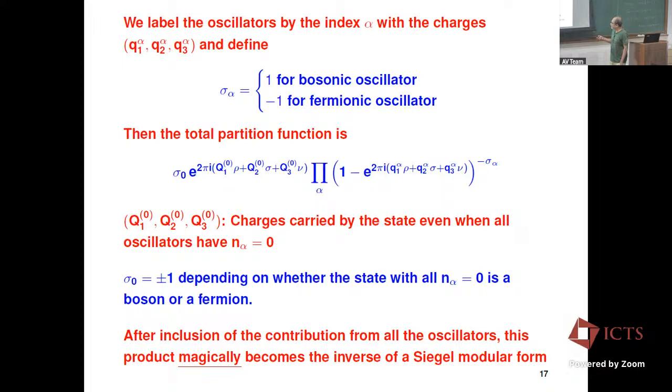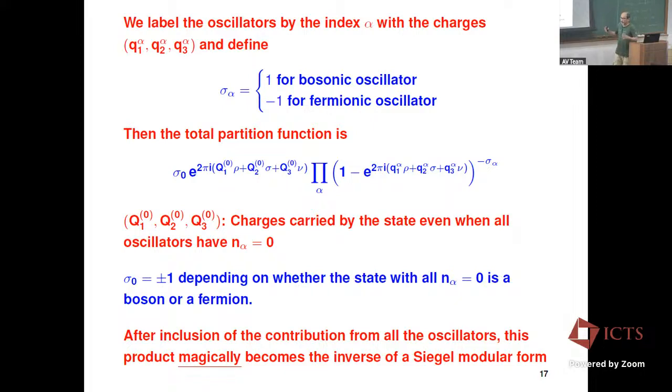And then you have some prefactor over here. This is very much like this q to the 1 over 24 in the expression for eta. The physical origin of this is that these are the charges that are carried by the state even when all the oscillators have n alpha equal to 0. That means even in the absence of particles, suppose you have no particle in any oscillator, even then the system carries some charge, and that's these. And similarly, sigma naught is plus or minus 1 depending on whether the state with all n alpha equal to 0 is a boson or a fermion.